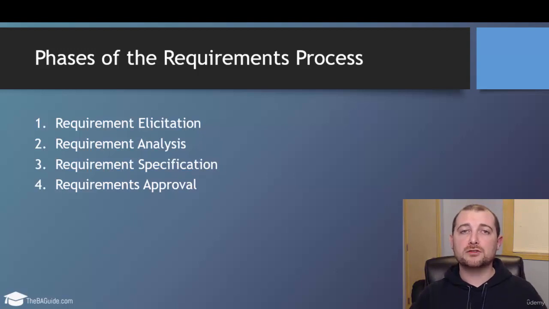We'll talk about the 3 levels of approval that you want to get: the business, the technical approval, and then the executive, sponsor, or steering committee approval of the requirements.